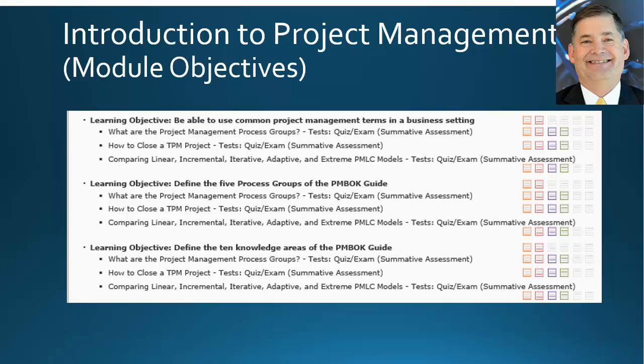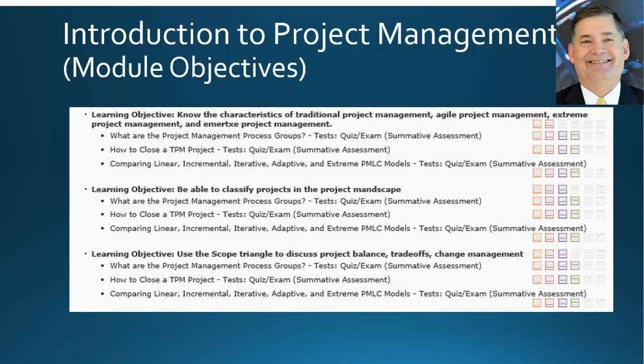We're then going to go in and look at common project management terms that would be used in a business setting. These are things that you shouldn't have to look up, that you should just know and be able to use. Define the 5 process groups in the PMBOK guide, and be able to talk about and define the 10 knowledge areas associated within that guide.